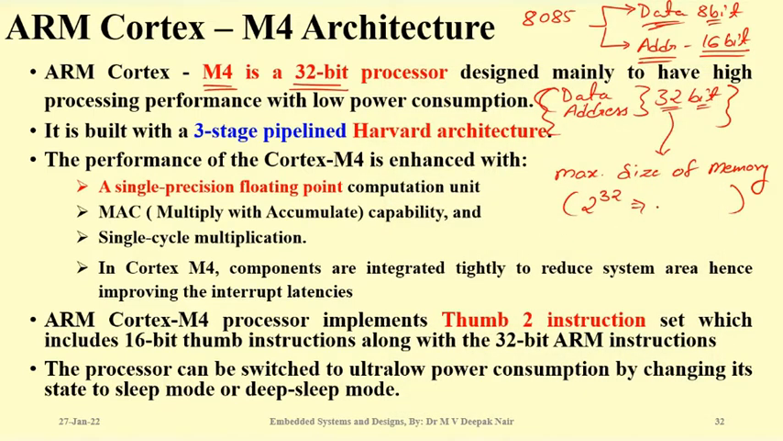So 2 to the power 32 is 4 gigabyte. Okay, 4 GB. So the maximum size of memory which ARM Cortex M4 can handle is 4 GB because it has got a 32-bit address line. So 2 to the power 32, 4 GB of memory it can handle.